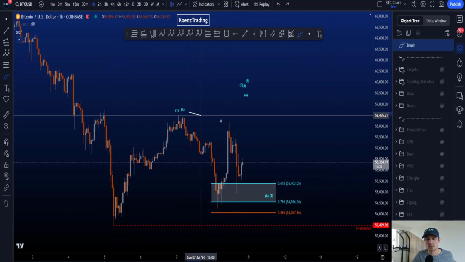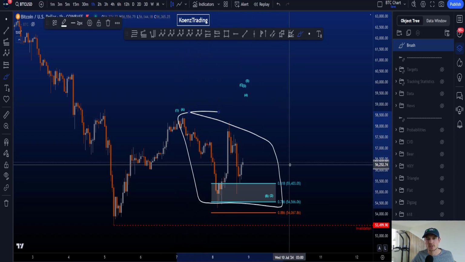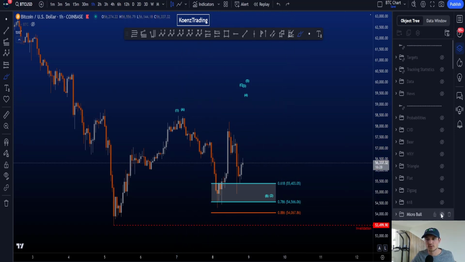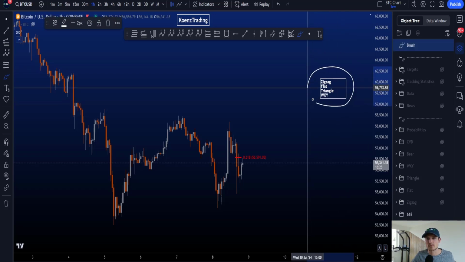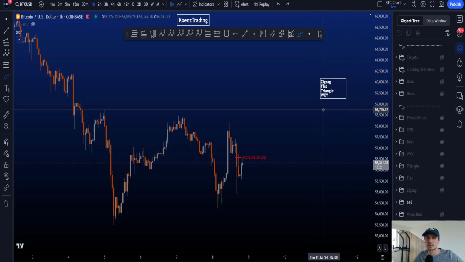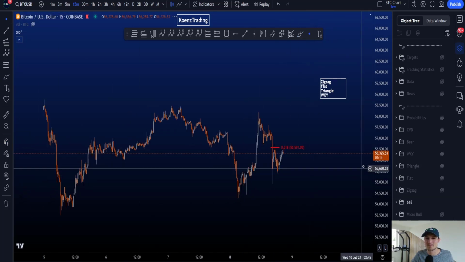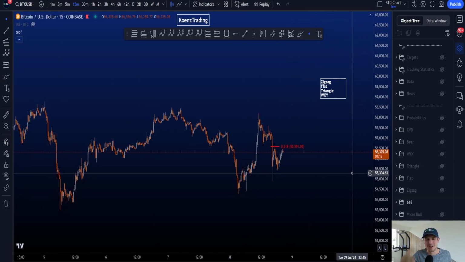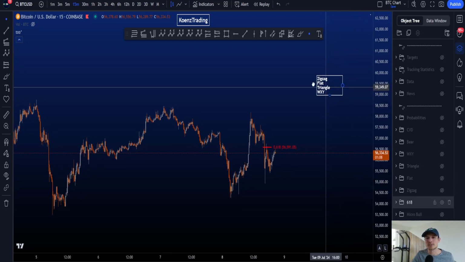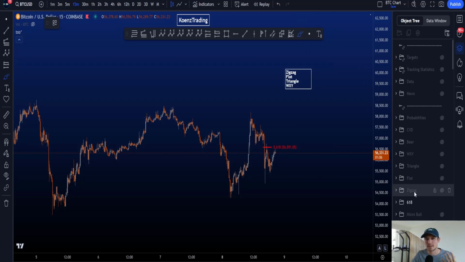Now, if we want to count a three-wave corrective structure inside wave B or 2, there's a couple of scenarios we have to keep in mind. And this part of the video might be quite technical, so if you don't know too much about Elliott waves and you don't really care, I probably suggest to go to the probabilities at the end of this video or to the CVD section if you're interested in CVD. Because what I'm going to do is go through different scenarios here and explain why they are more relevant or less relevant.